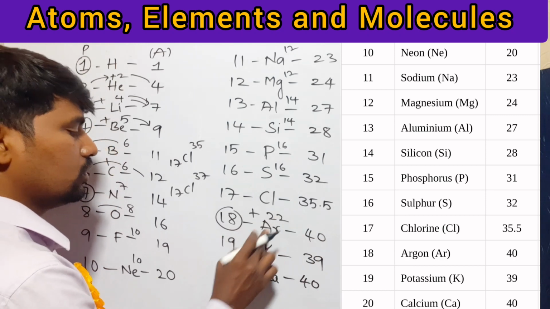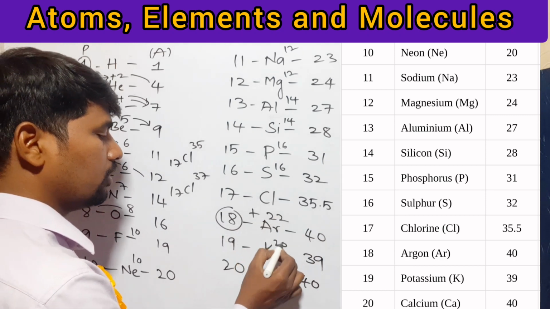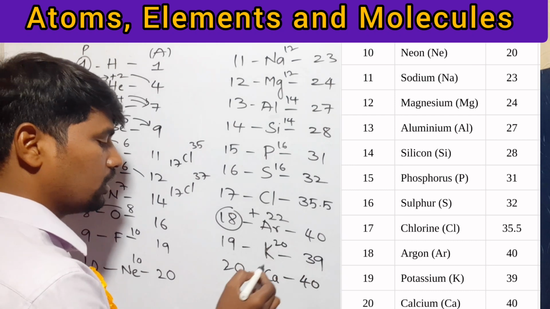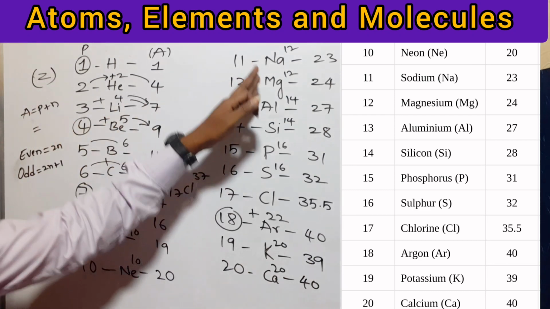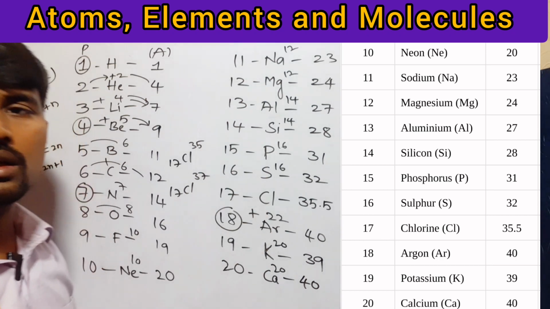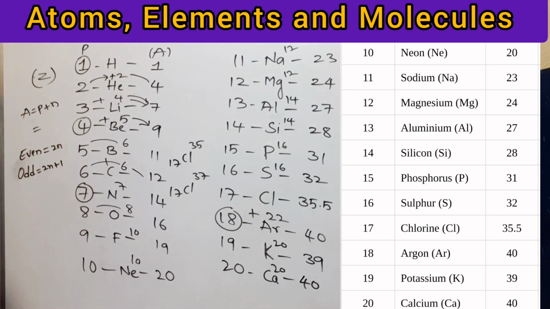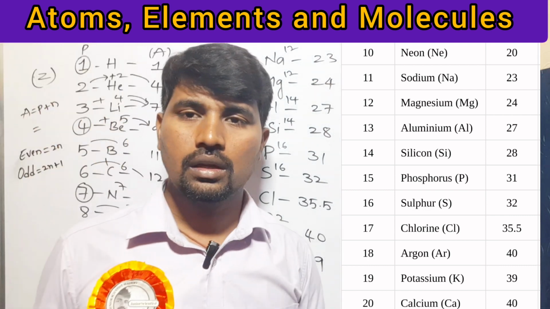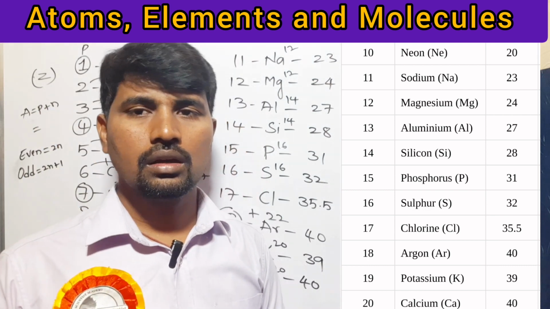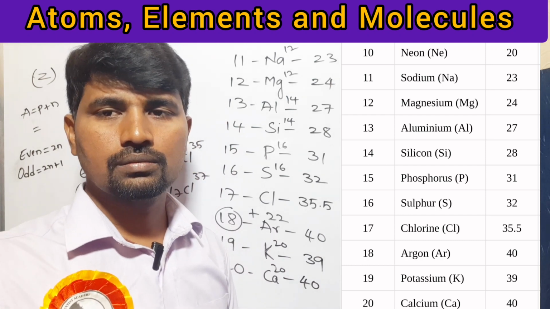In argon 22, potassium 20 plus 19 is 39, 20 plus 20 is 40. Okay, just what I have written, those are the number of neutrons in the element. Okay, I hope you understood. Here I will explain through the sheet also.